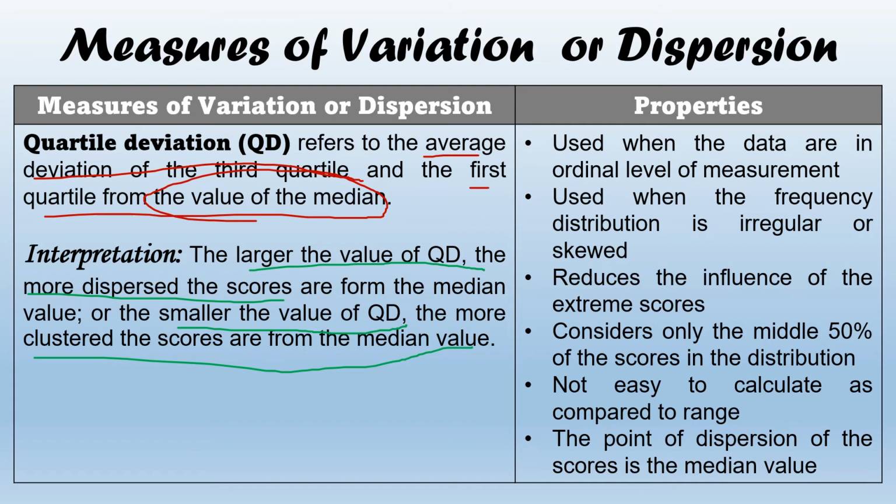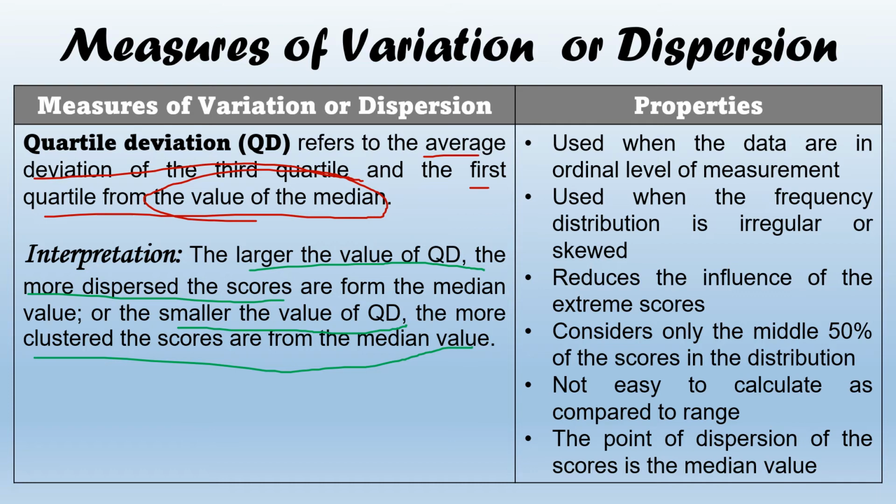So again, do not pattern it based on the interpretation of each measure of variation or dispersion. Please avoid trying to look for patterns in interpretation because at some point it changes. For example, for quartile deviation, it changes: the larger the value, the more dispersed; the smaller the value, the more clustered the scores are from the median value.